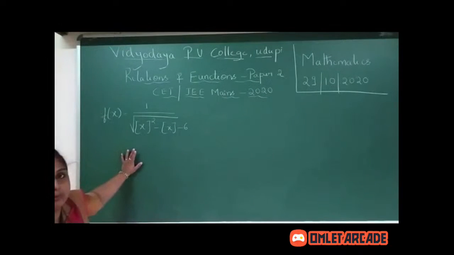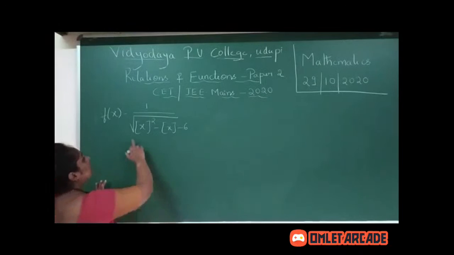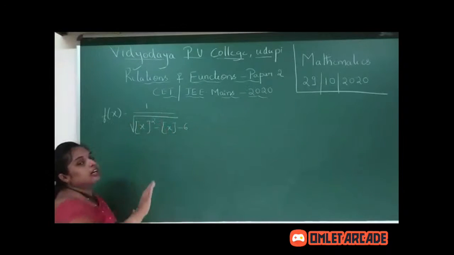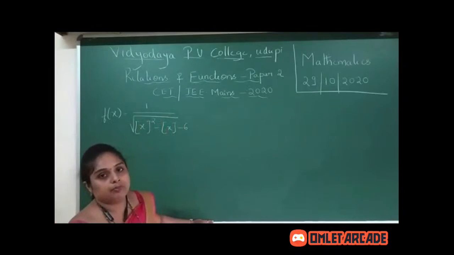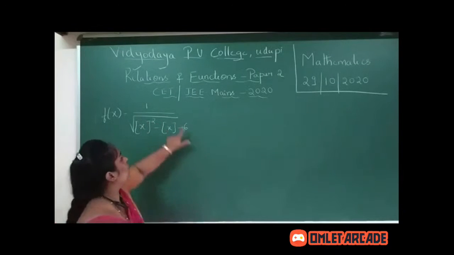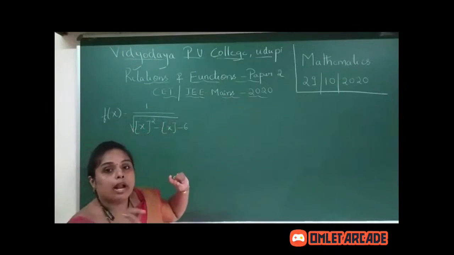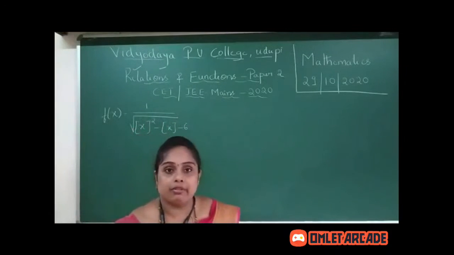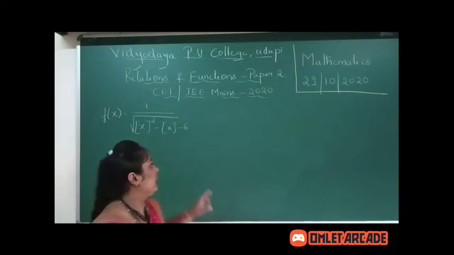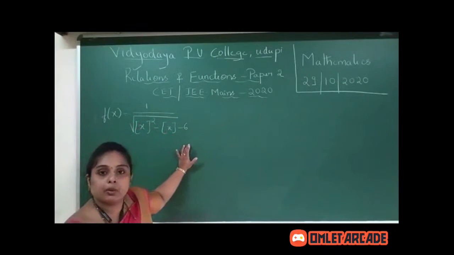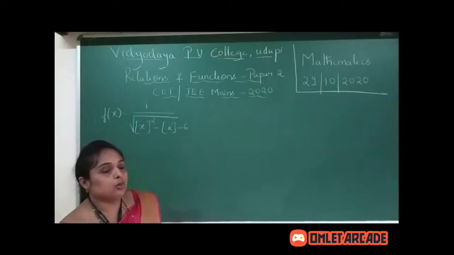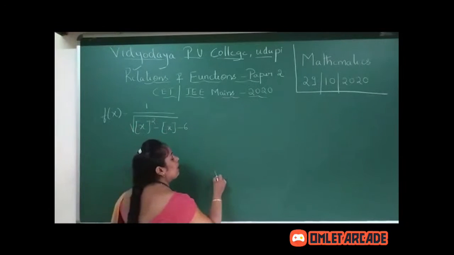Now looking at this problem, you can easily make out the denominator should not be equal to 0. Why? What happens if the denominator is 0? 1 divided by 0, not defined. So make a note of that. Denominator should not be equal to 0. Also, one more thing I do.